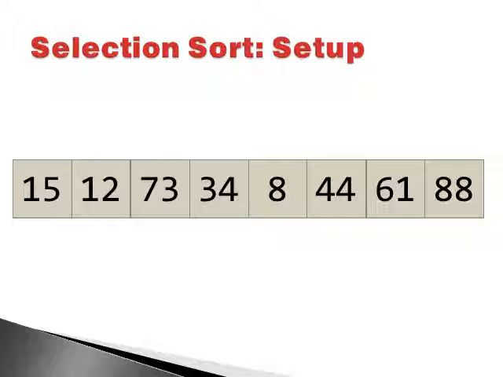So I'm going to have 2 arrows on here. One's going to indicate the index. I'm also going to have a little box on the bottom that's going to hold our minimum value. That's going to be a variable that you're going to need in this method.